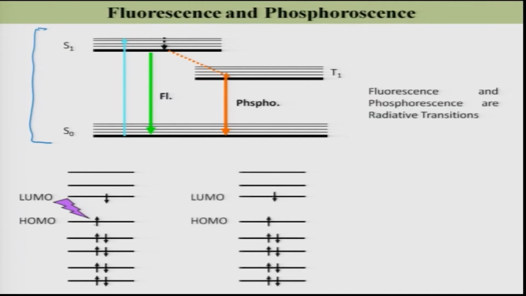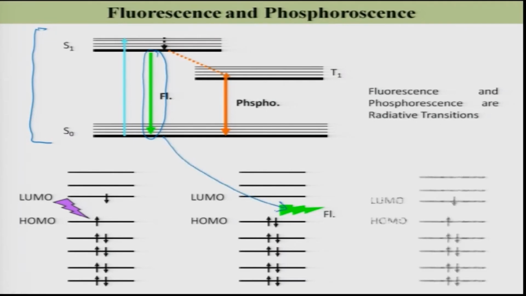In the excited state, the molecule can simply come back to the ground state. That means the excited electron goes from LUMO back to HOMO, and you get the characteristic fluorescence light out of the system. This is my fluorescence that I am showing over here.